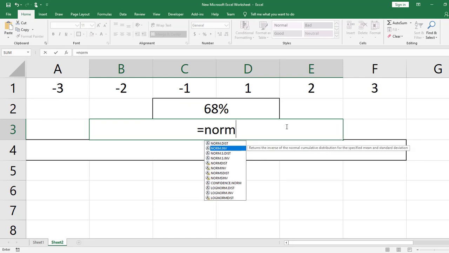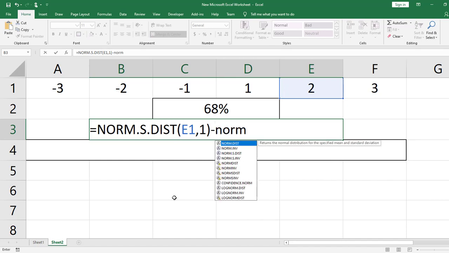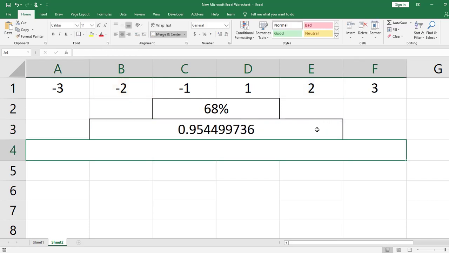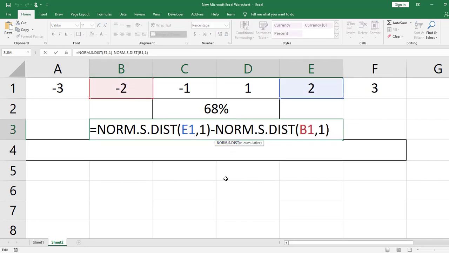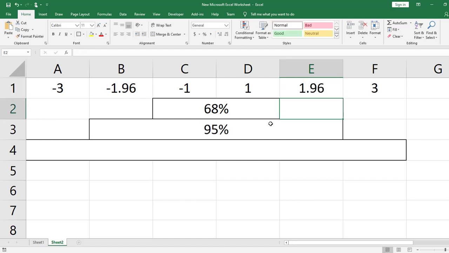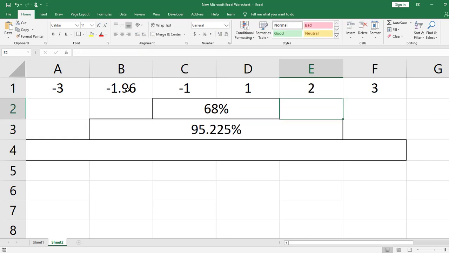Same story for the next one, for 2 standard deviations. NORM.S.DIST, 2, 1, minus the other side of that. NORM.S.DIST. I'm hitting the tab key. I'm hitting the arrow keys to select an option. Tab to essentially have it complete, and then hit that open parenthesis. Negative 2, 1, and we have 95%. It's not exactly. It turns out this is closer to 1.96. You see? But 2 is a reasonable approximation.